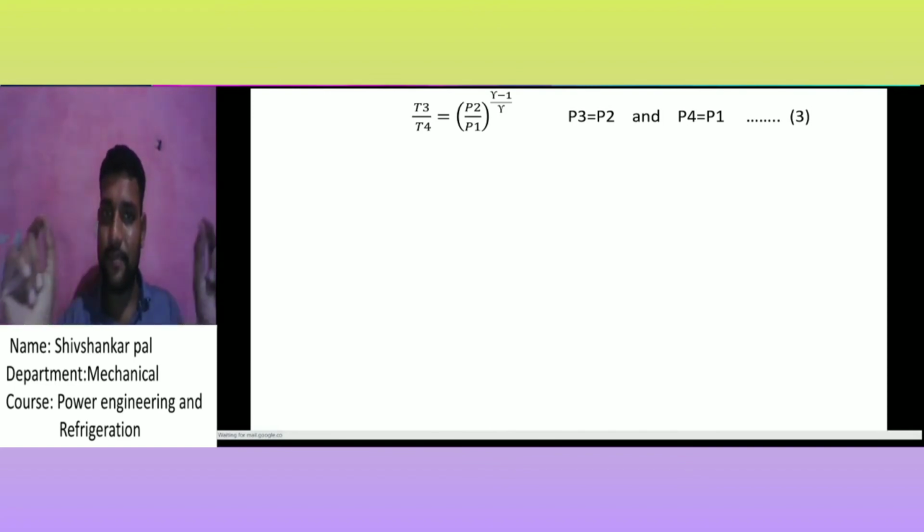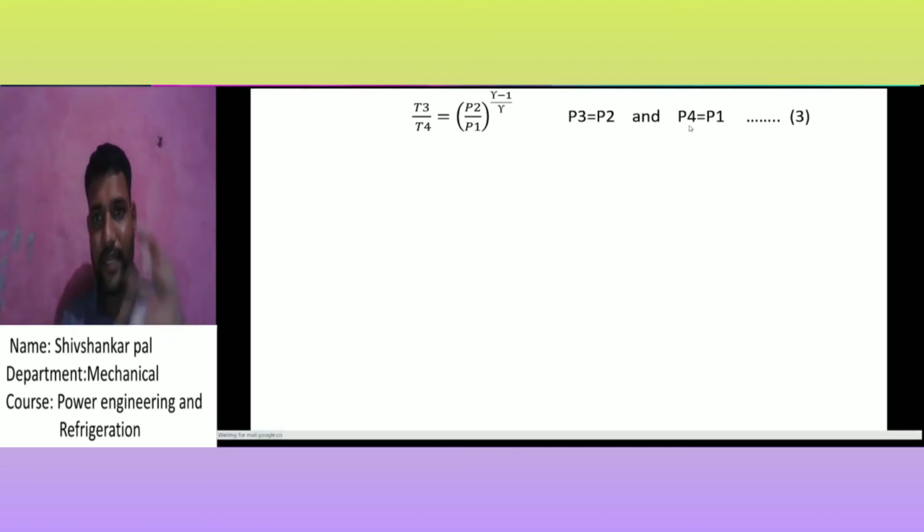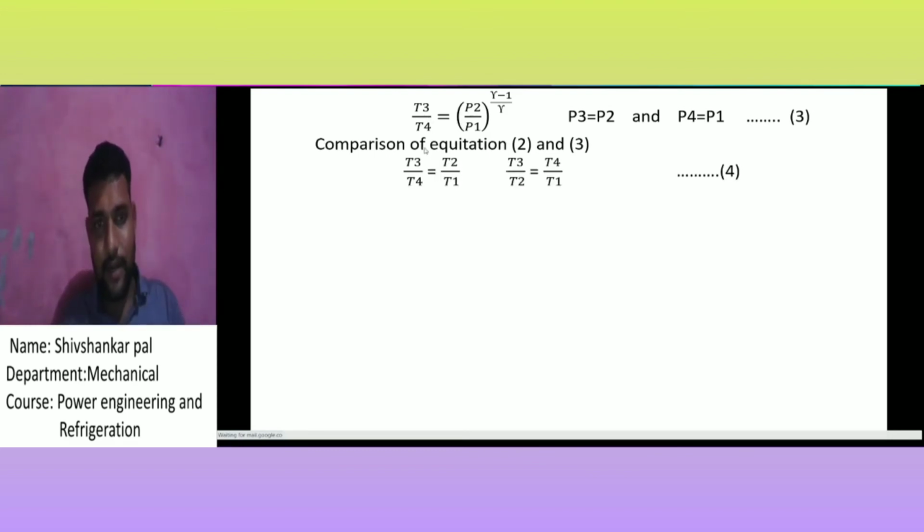During heat addition the pressure is constant, so P3 is equal to P2. And heat exhaust means the heat loss in the air cooler, so P1 and P4 are equal. So put the value of P2 by P1, and that P2 by P1 is equal to T2 by T1. So our next, that is equation 3. From this equation we obtain T3 by T4 equal to T2 by T1.